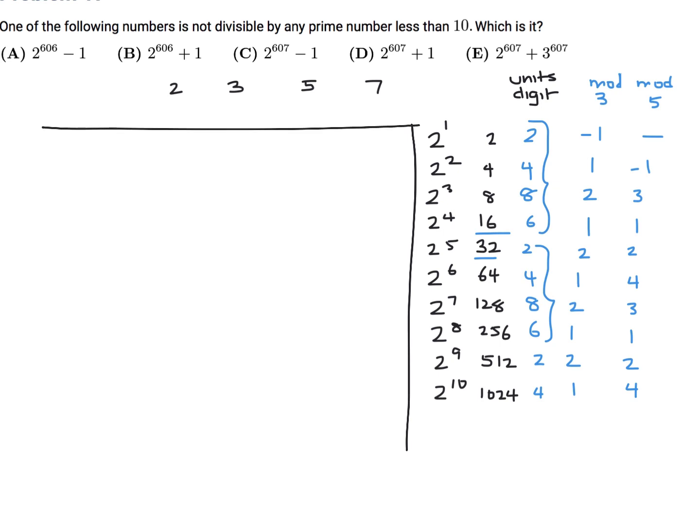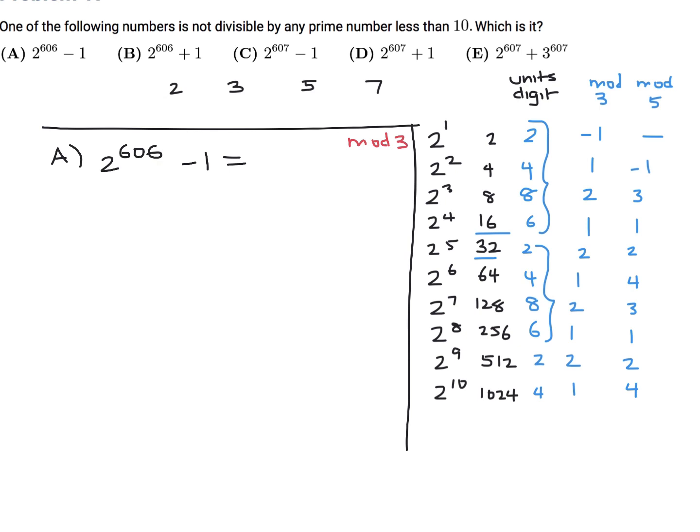I think we're going to have to go through this choice by choice. I don't think that we have any choice here. So let's go with A. A is 2 to the power of 606 minus 1. Okay, well, 2 to the power of 606. Now, which mod do I want to use? Let's just see what happens with mod 3. So that's going to be 2 to the power of 606.